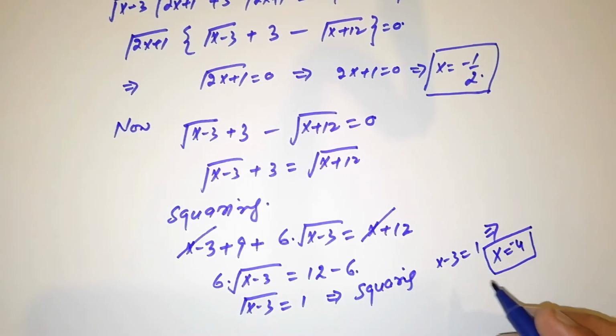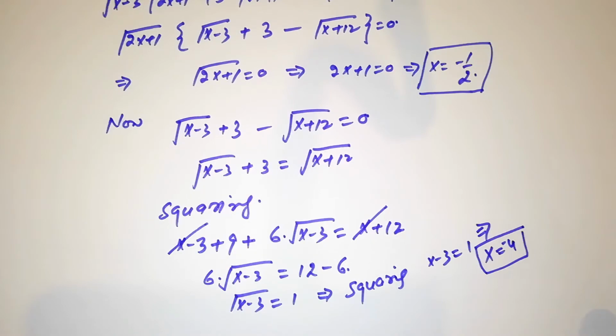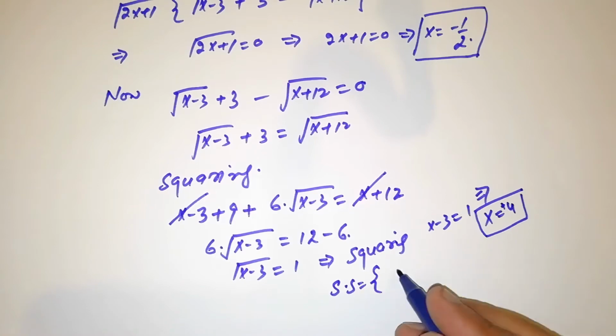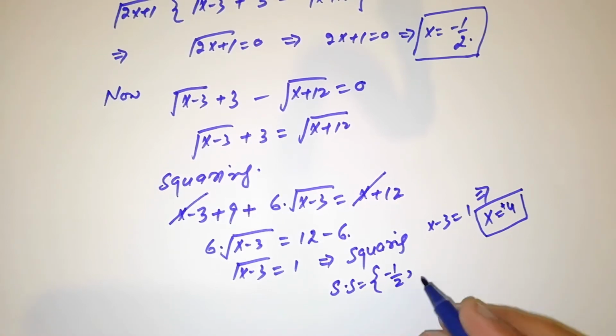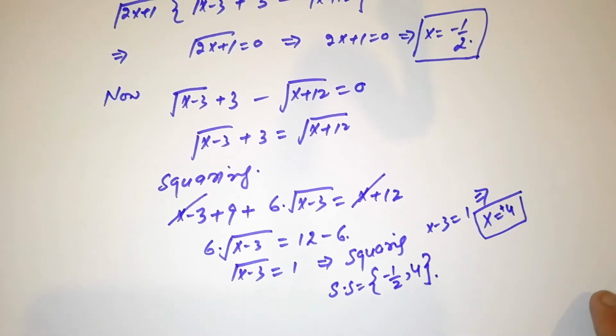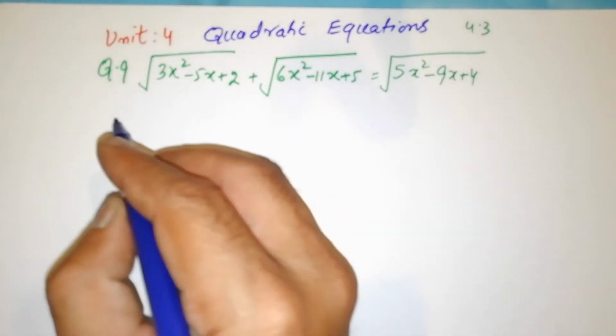Therefore, its solution set will be minus 1 by 2 and 4. There is no extra root if you check this question. Now we come to the question 9. We solve question 9 solution.